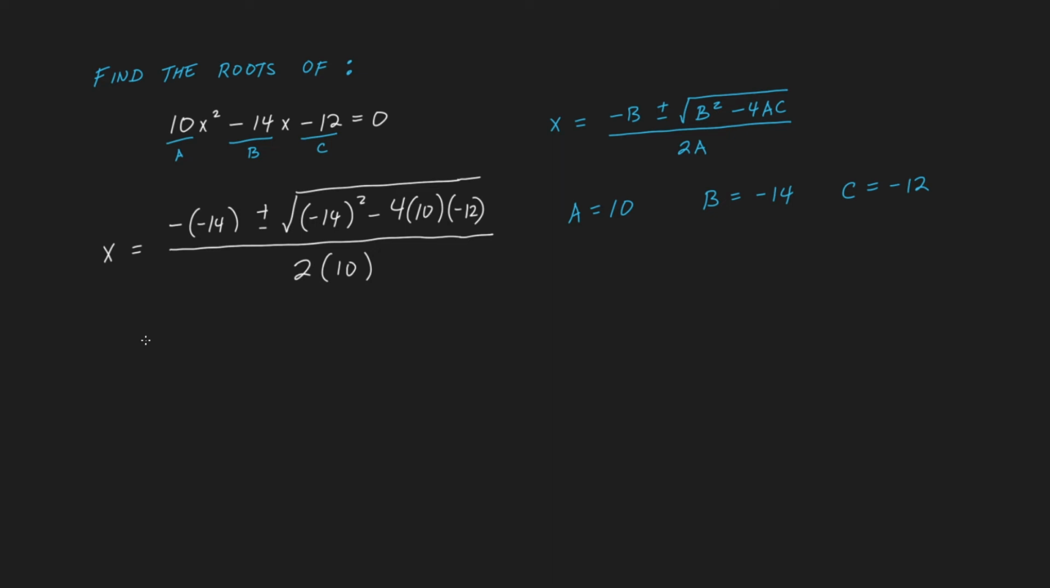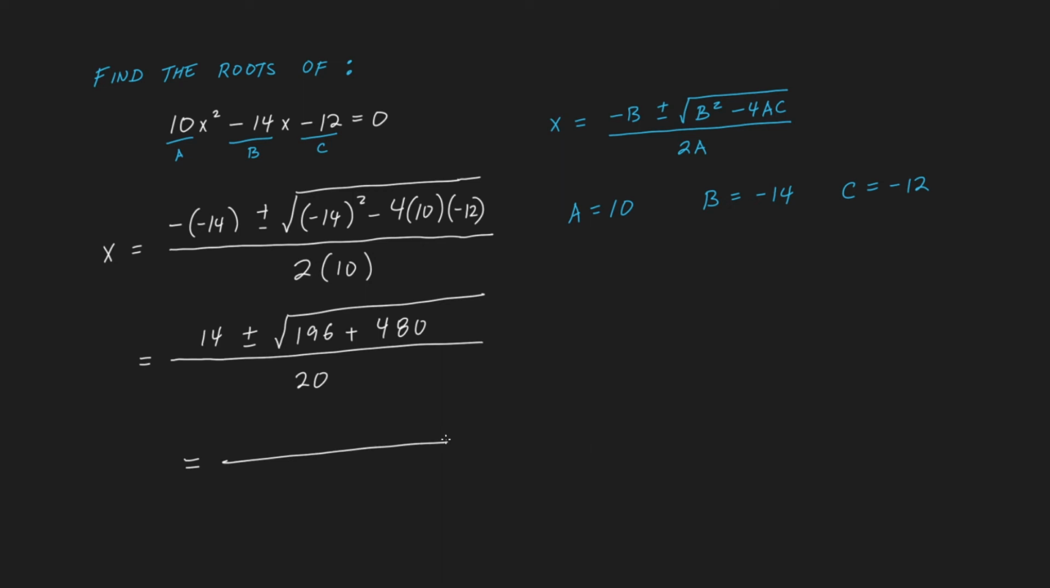For the next step, we just need to simplify the expression. Here we have negative minus 14, so that's a double negative, which becomes positive 14. Here we have negative 14 squared. What is 14 squared? That's 196. Then we have a minus sign and another minus sign, so this sign will be positive. That leaves us with 4 times 10 times 12, which is 480. Below we just have 2 times 10, which is 20.